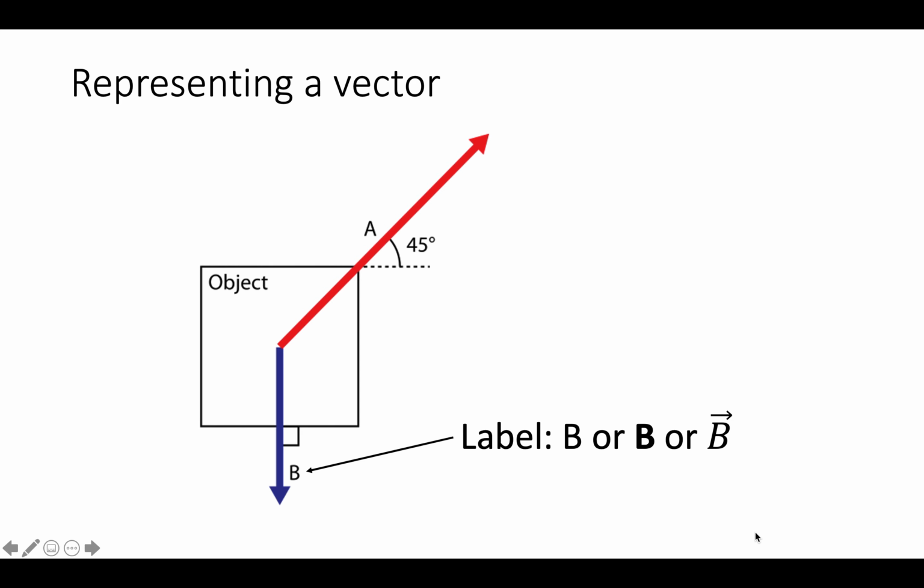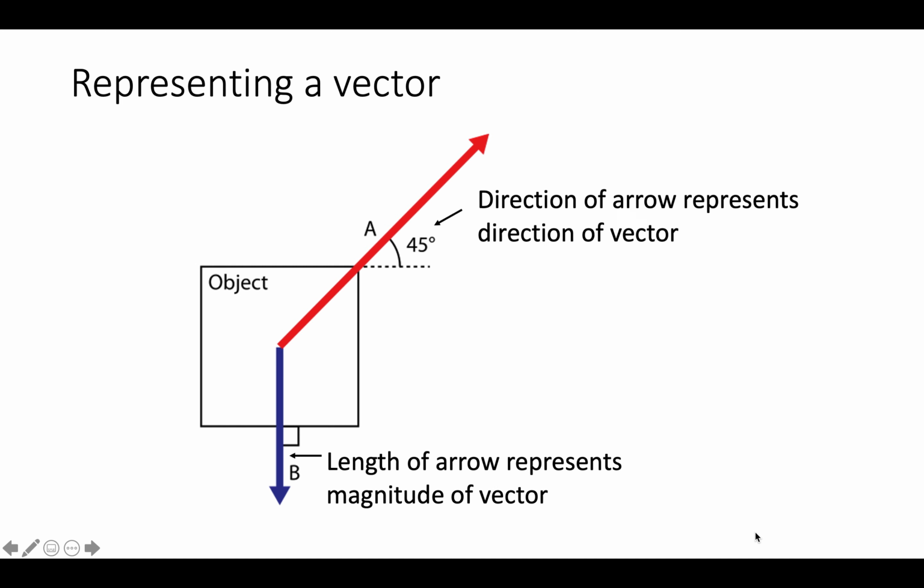However, in some textbooks, with some teachers, you might find that they are particularly using bold font, or they draw an arrow over the letter, in order to indicate that they are referring to a vector quantity rather than a scalar quantity. When you're drawing arrows, arrows have 2 relevant components. They have a direction, which shows the direction of a vector, and they have length, with the length showing the magnitude of a vector.